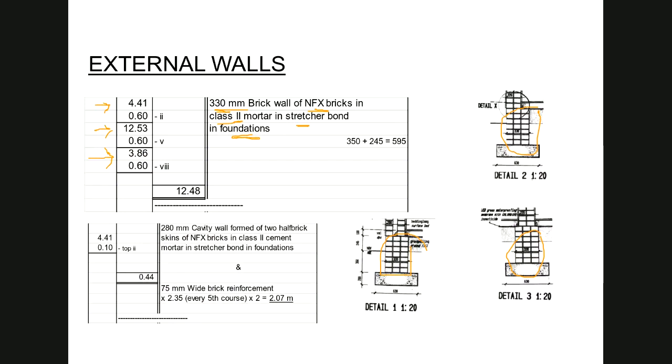Then let's look at the height. Okay, here you can see my side cast. I've got the 350 plus the 245. Now the 350 and the 245 come from the section. Let me just indicate to you where that is. So here we have the 330. There we have the 245.